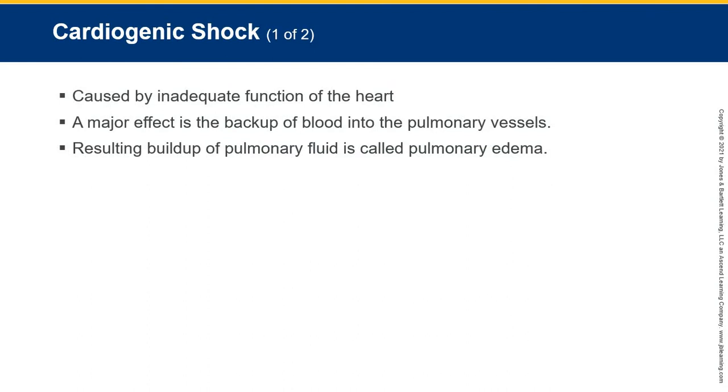So cardiogenic shock. So it's going to be an inadequate function of the heart so that it can't pump out the actual blood. Okay. The major effect is going to be a backup into the pulmonary vessels. And it's going to cause a problem called pulmonary edema. So edema is just swelling generally. Pulmonary edema is going to be actually fluid inside the pulmonary vasculature, which can leak out actually into the lung tissue.